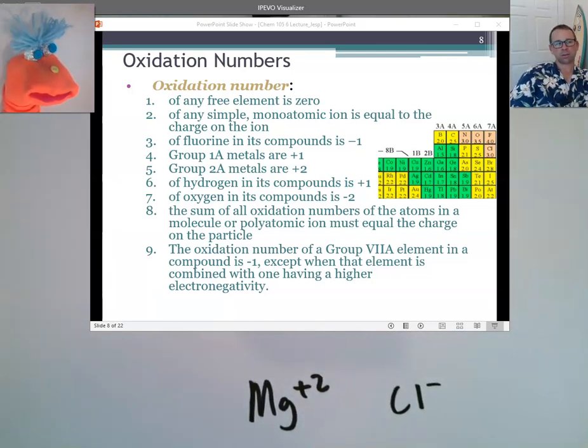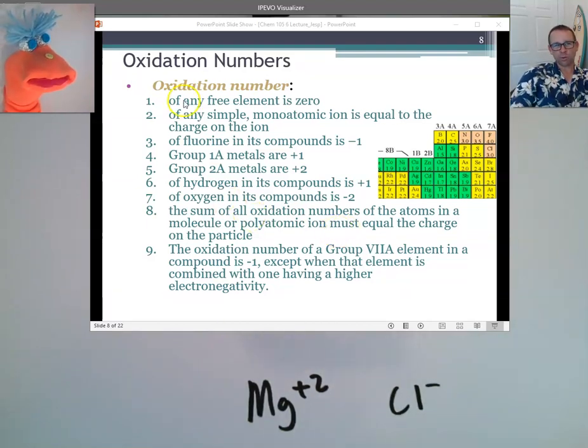Cl minus, -1, monatomic, means one atom, simple monatomic ion. Therefore, the oxidation number for this species is -1 as well. So those two rules are pretty obvious. There's nothing new that we've introduced. In fact, we've worked a lot so far about how to identify the ions within ionic compounds, right?